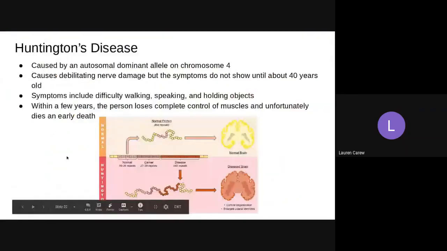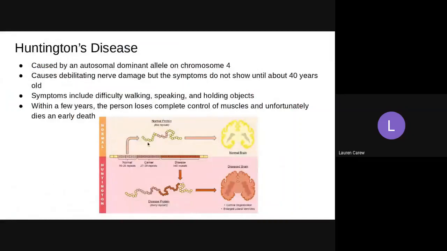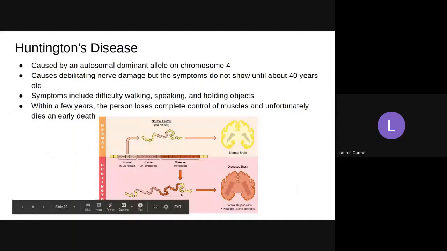If you look, this is the normal gene and it's producing a normal protein, but this would be the abnormal protein. When abnormal proteins are produced, they're not doing their functions properly. And this protein being produced because of the gene is going to cause degeneration in the brain and the nerves.